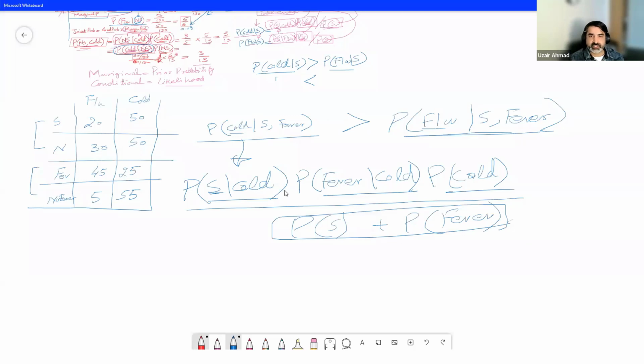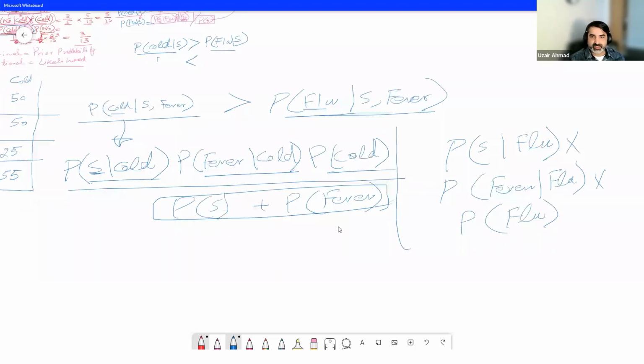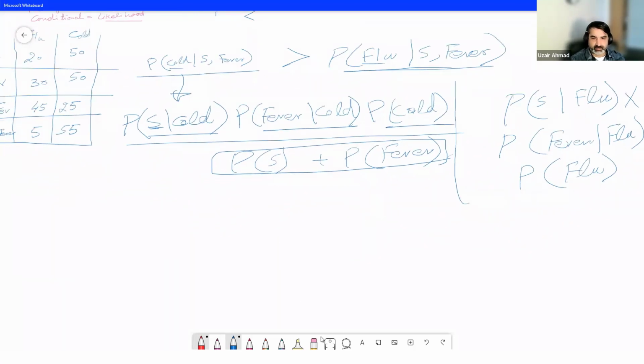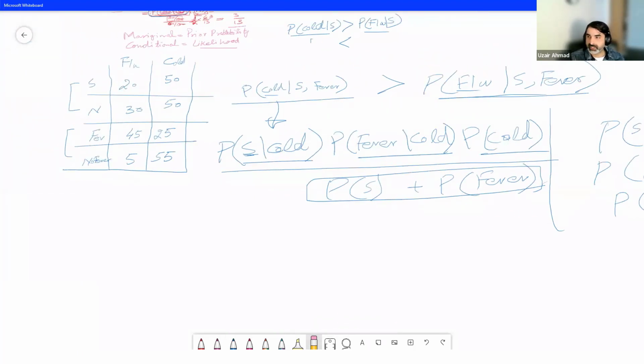For this number, we have to calculate the probability of sneezing, given that the person has flu, multiplied by the probability of fever, given that the person has flu, multiplied by the prior probability of flu. Whichever is the greater number, we will classify the new person, the test person, in that class. Now, here is the deal.